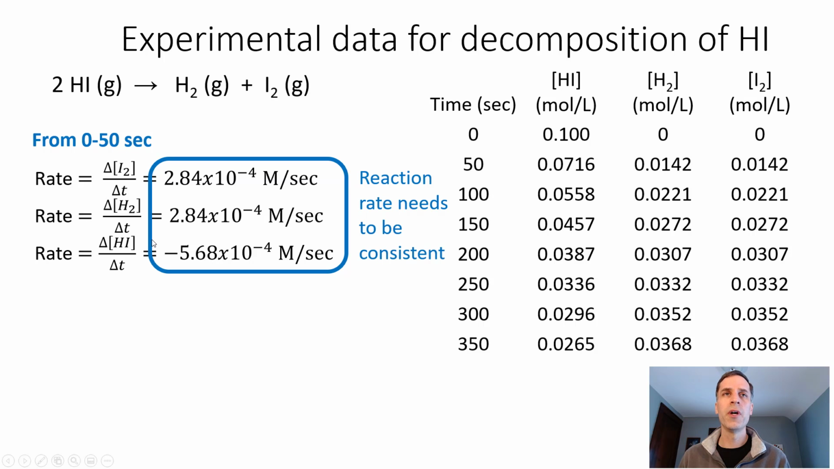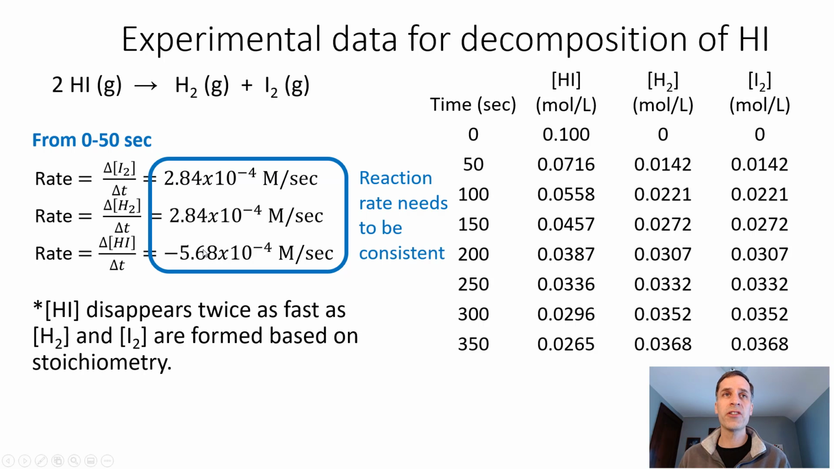So if we look at these numbers, what we see is that the HI is actually disappearing at twice the rate of H2 and I2 are being formed. And of course that makes sense, right? If we look at our reaction and our stoichiometry here, we've got two molecules of HI. Those are getting used up, and we're only forming one of each of those other two. So again, we should have a 2-to-1 ratio, so it's not surprising that the change is twice as fast. That's what we should expect, right?